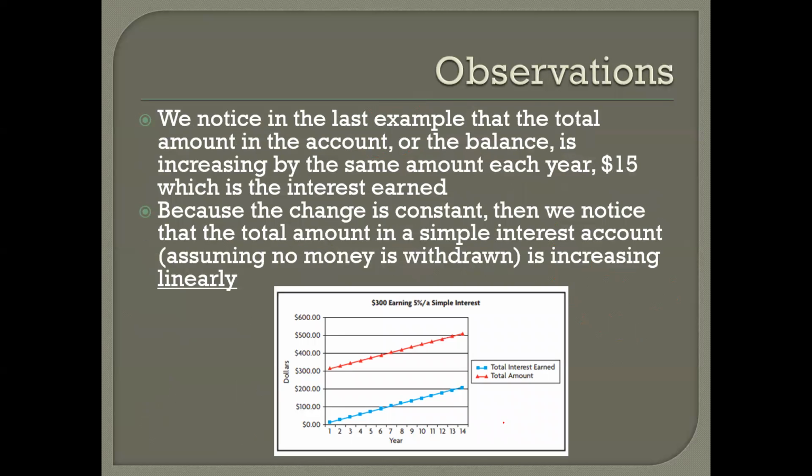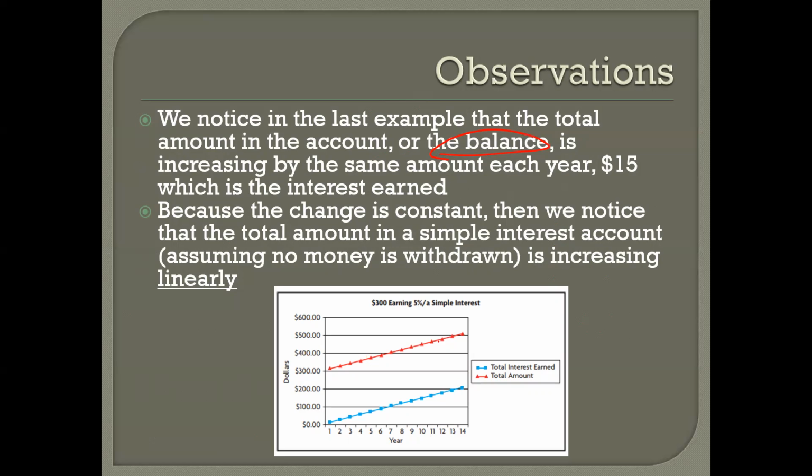So what do we notice in this example? Well, we noticed in the last example that the total amount in the account, or the balance, is increasing by the same amount each year. It's $15, which is basically the interest that is earned. So because the change is constant, and that means that we're increasing by the same amount each time, we notice that the total amount in a simple interest account, assuming again that no money is withdrawn, is increasing linearly, right? So in a simple interest account, we notice that the growth is just linear. So we're just increasing by the same amount every single time.